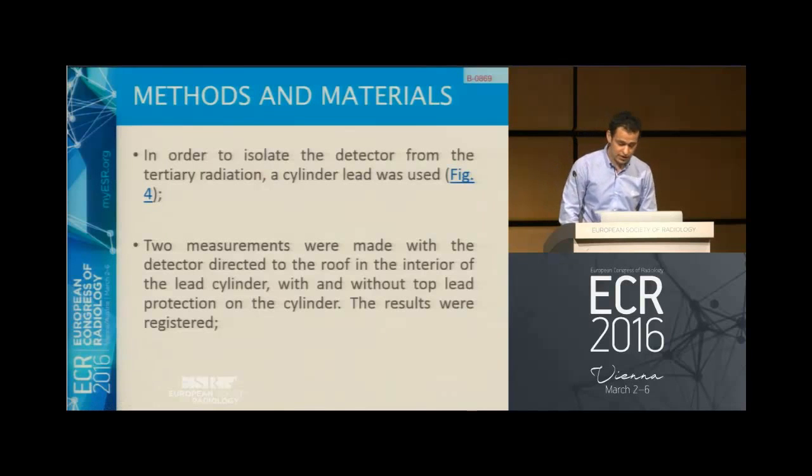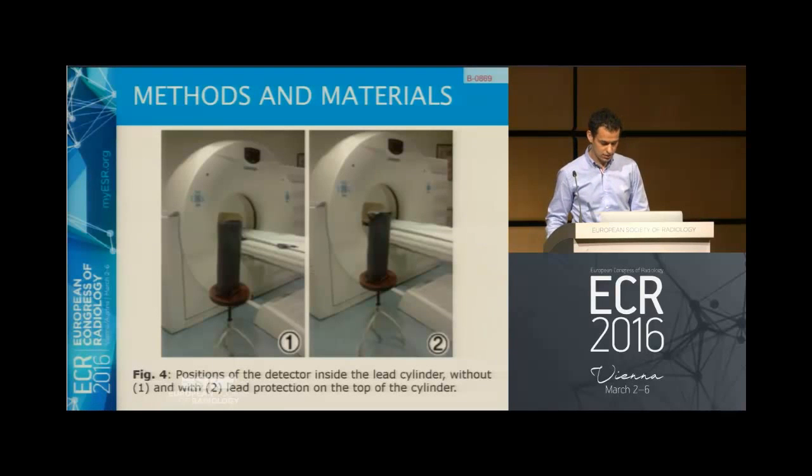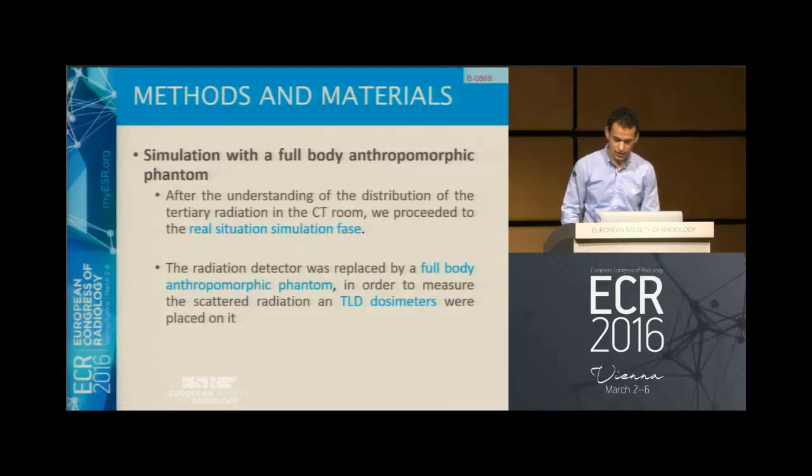In order to isolate the detector from the tertiary radiation, a lead cylinder was used. 2 measurements were made, and you can see here, one with the top protected and one without. You can see here, completely isolated except for the top, and here the top is also isolated. So after we had all this data, we proceeded to the simulation with the full-body anthropomorphic phantom. We placed several TLDs on the body, from the skull to the limbs.